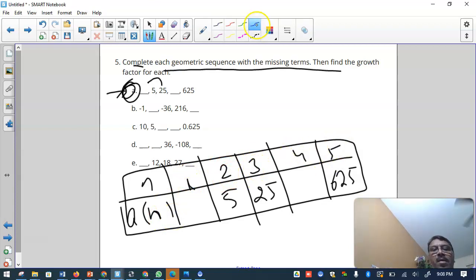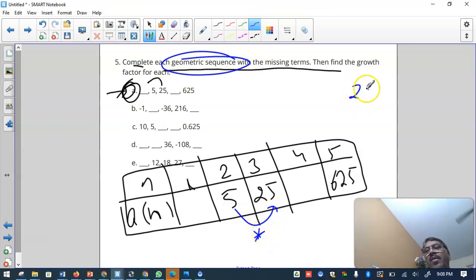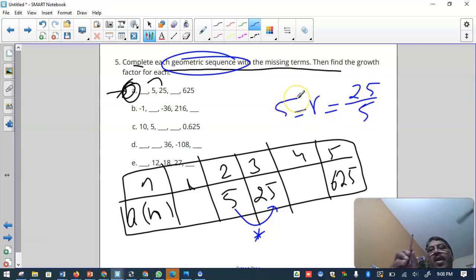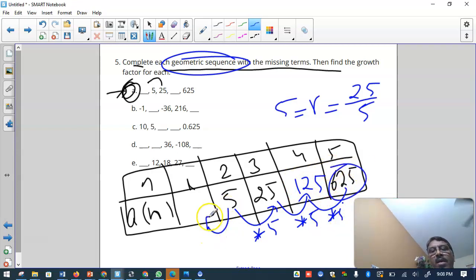And then you can see what multiplies, because it is a geometric sequence. The good thing is you already know it is 5. Why? Because 25 divided by 5 is the common ratio, which is 5, the growth rate. So if you multiply by 5 again, you get 125. And when you go backward, you have to divide by 5. Instead of multiplying by 5, you do 1/5 of 5, which is 1. That's how you do it. Check the next problem.